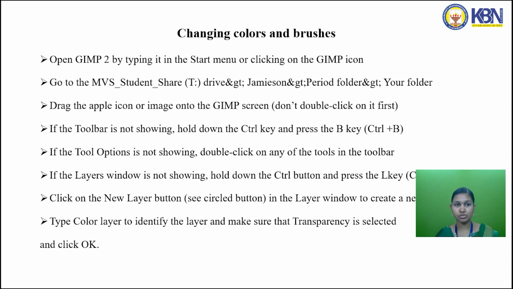Whatever types of images you are using, in each and every image you have the shortcut keys in the GIMP software. Toolbar means Ctrl+B, and tool options. To create a layer, you press Ctrl+L. Whenever you are creating a new layer, you have to click on the color layer, and identify which type of layer you need. By default the background color will be transparency. Select that and click on OK.